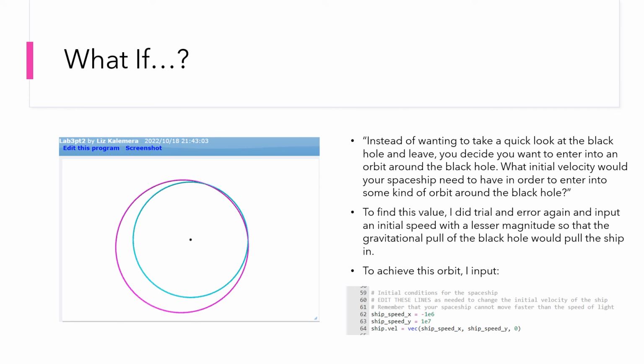But what if, instead of just passing by the black hole, I want to orbit the whole black hole? What initial velocity would I need to be able to achieve this? To find this value, I did trial and error again, but this time I knew to input speeds of lesser magnitude so that the gravitational pull of the black hole would pull the ship in. On the bottom right of the slide, that is what I put in to get the left picture. And that is all. Thank you for watching.